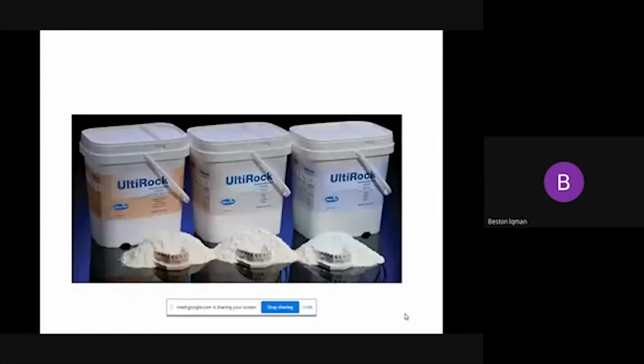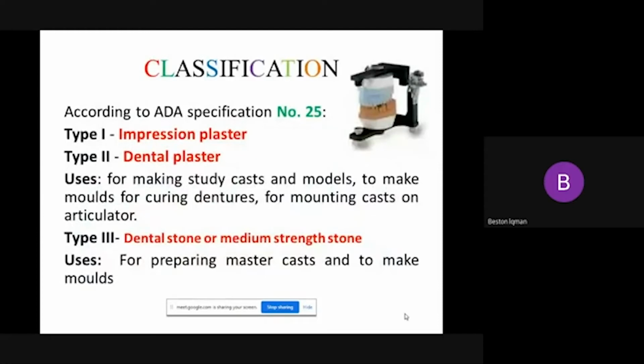We have different types of gypsum according to color code. Its classification, in general, according to American Dental Association specification number 25: you have many types of gypsum. Type 1, impression plaster. Type 1 is not used today. Why? Because it is impossible to take an impression by this impression plaster.